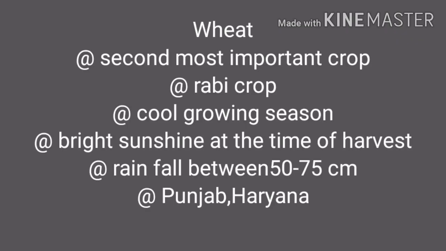Next we are going to see about wheat. Wheat is the second most important crop after rice. It is a rabi crop. It needs a cool growing season, means at the time of growing the climate should be cool, and bright sunshine is needed at the time of harvest, and rainfall must be between 50 to 75 centimeter. The major wheat producing areas are Punjab, Haryana, Uttar Pradesh, Bihar, Rajasthan and some parts of Madhya Pradesh. So wheat is the second most important crop after rice.